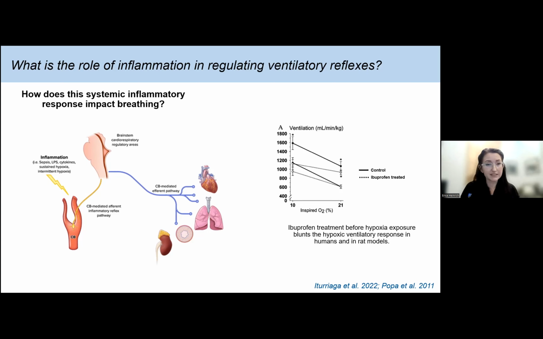Furthermore, if you treat either human participants or a rat model with ibuprofen before you expose them to hypoxia, you can blunt this increase in respiratory drive. So clearly, inflammation at the systemic level plays a role in the modulation of these breathing reflexes.